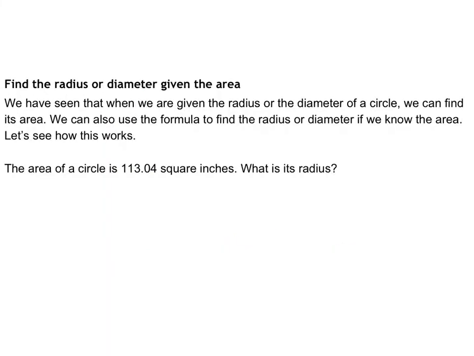So now we're going to try to find the radius or the diameter when we're given the area. So if we're given the radius or diameter, we can find the area. We can use that the other way as well. So if we're given the area, we can find the radius or the diameter. So if we start with that area formula, to get to the radius, we divide by pi first. So we get r squared is equal to a over pi.